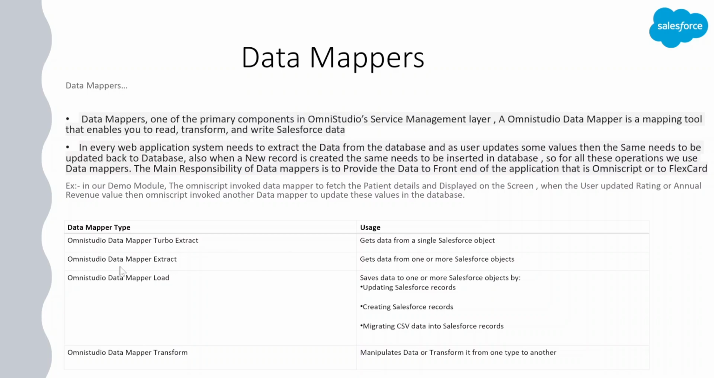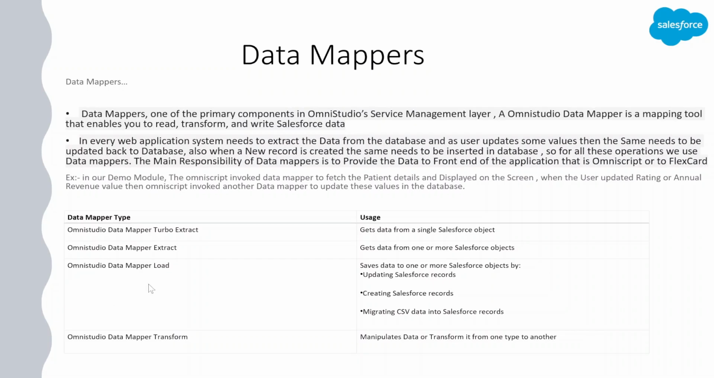The second one is OmniStudio Data Mapper Extract, which gets data from one or more Salesforce objects. This one is a bit more complex and more powerful than Turbo Extract. As you can work with multiple objects, you will get more customization in terms of creating formula fields, how the output fields should look, and all of that. So OmniStudio Data Mapper Extract is something that we will be creating more often. Turbo Extract is something we will create if we have a very simple requirement to just retrieve the data. The next one is OmniStudio Data Mapper Load.